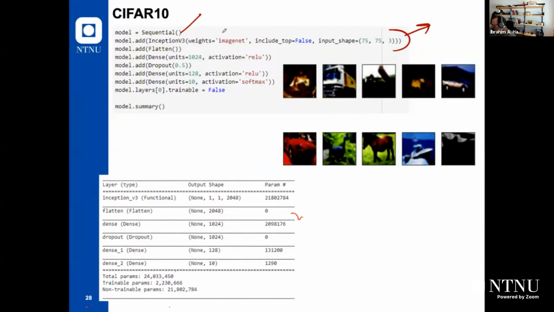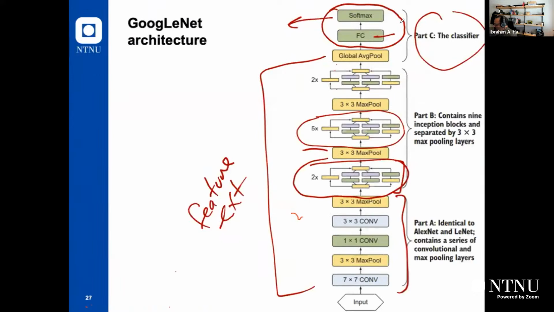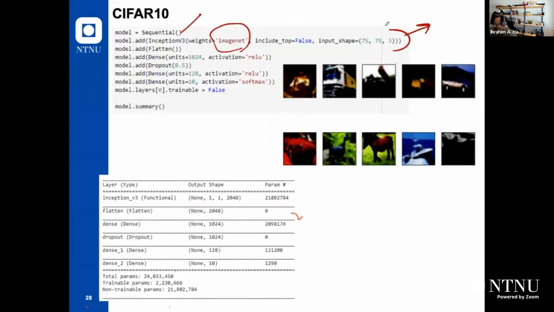Weights are obtained from training the model on ImageNet, right? Include top equal false, because I don't need to keep this top part. So include top equal false, right? The input shape is 75 times 75 times 3, which is the size of the CIFAR-10, right?